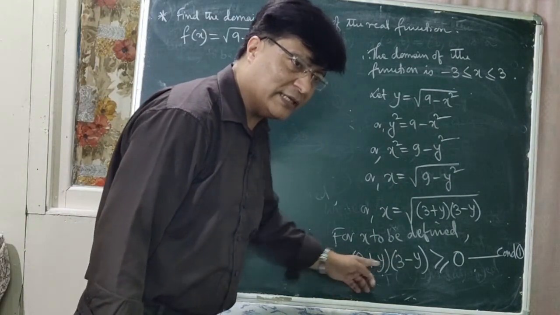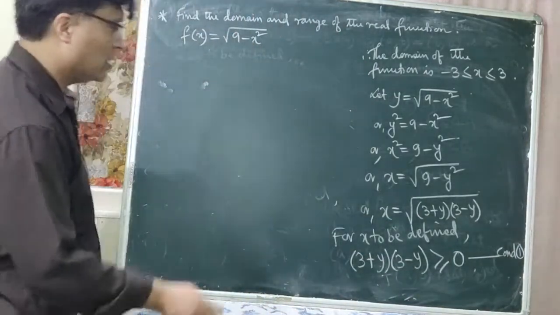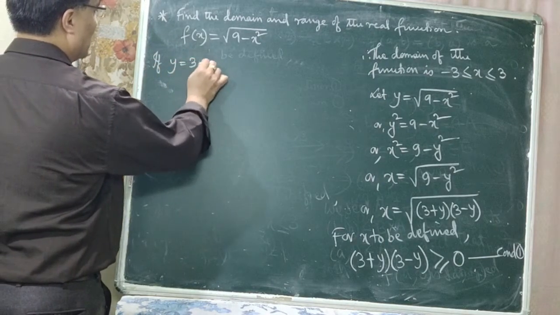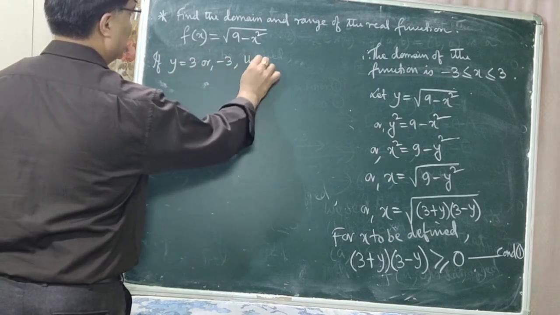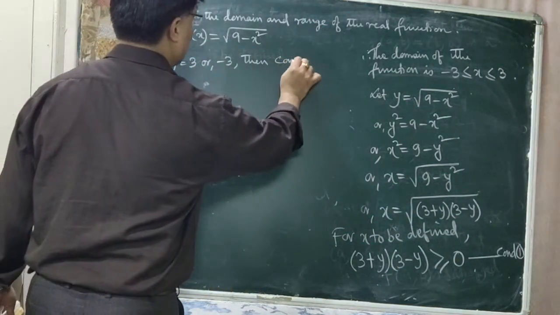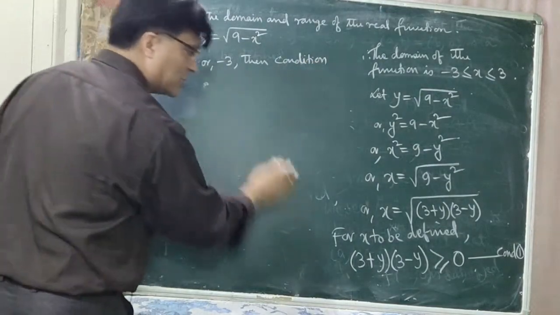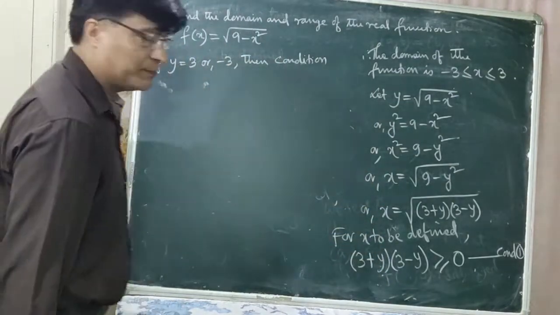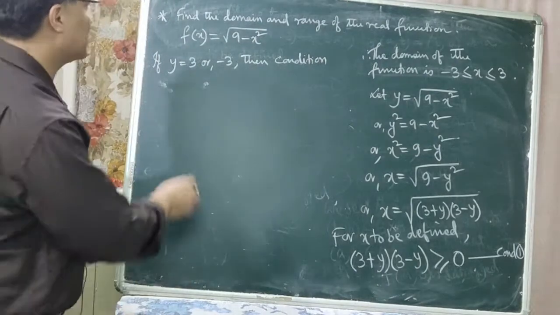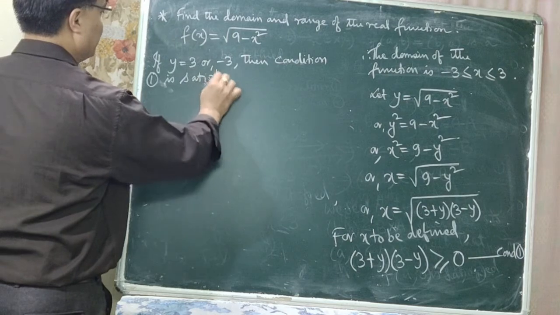Okay, now first of all you have to check for which value of y this left hand side is exactly equal to 0, because equal to 0 is also given, isn't it? So if y is equal to 3 or minus 3, then this left hand side is 0, isn't it? Then condition 1 is satisfied, because if you put y is equal to 3 or y is equal to minus 3, this left hand side is equal to 0, and equal to is also there. So condition 1 is satisfied.